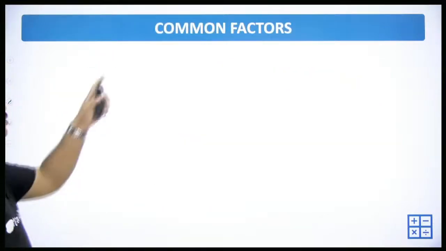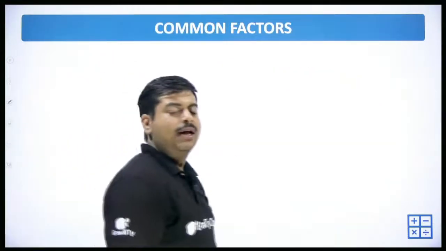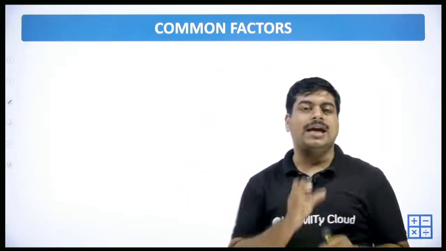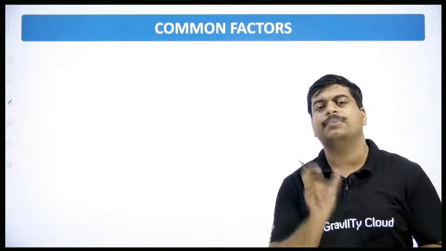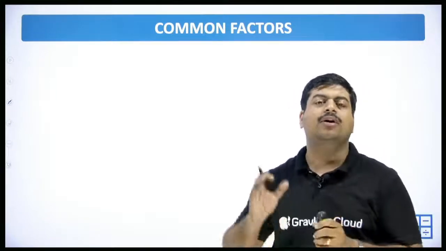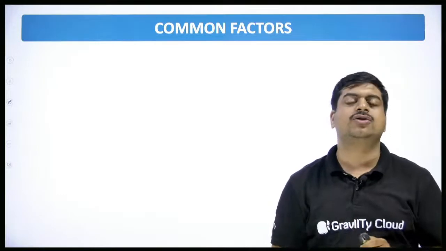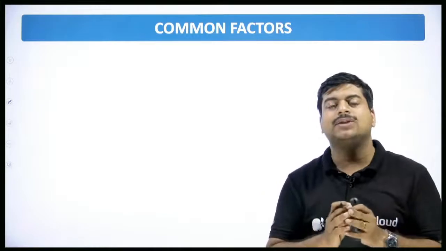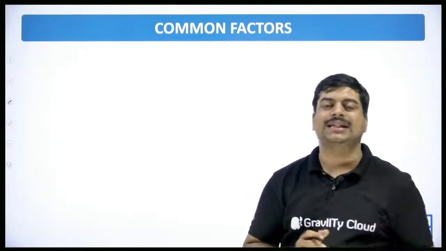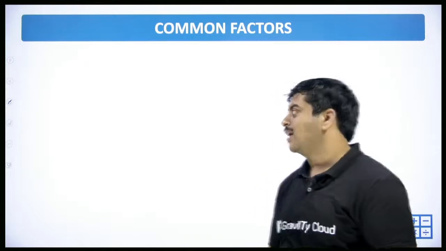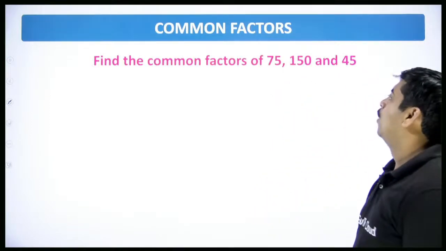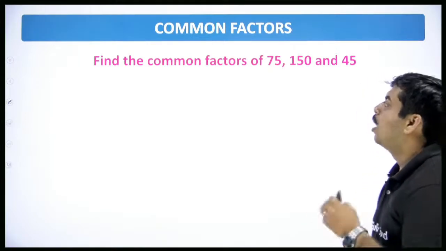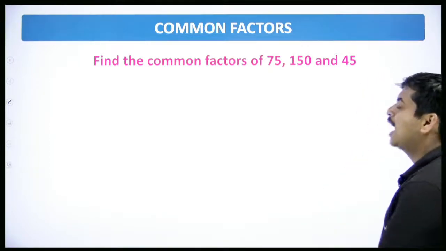Okay, so let's move forward to see what the common factors are. When I explained the highest common factor definition, we said HCF means highest common factor. So first of all, let's try to understand common factors more clearly, and then we'll go to find the highest common factor, and also we'll learn different methods to find HCF or GCD, greatest common divisor. Okay, so find the common factors of 75, 150 and 45.